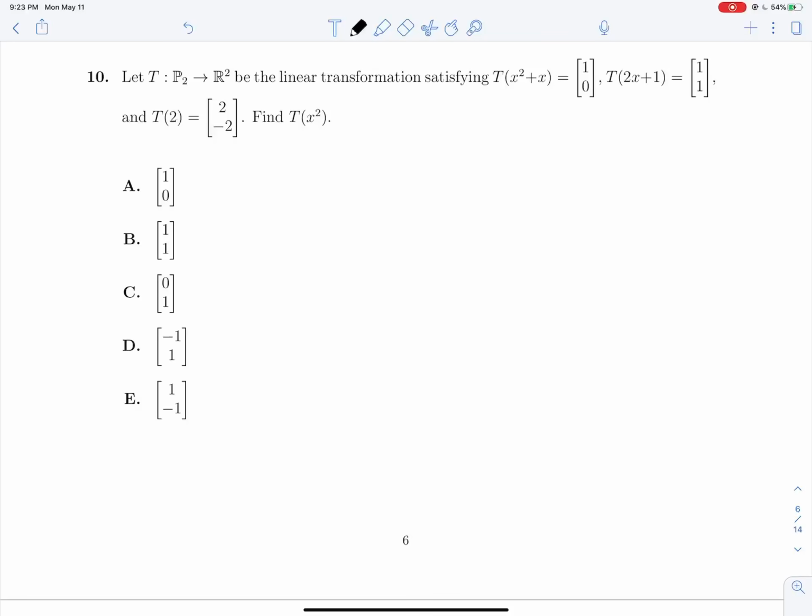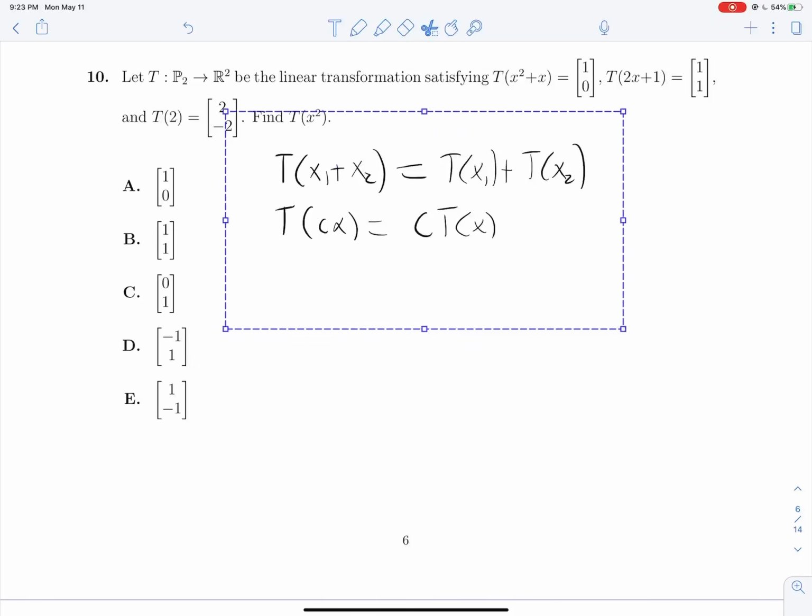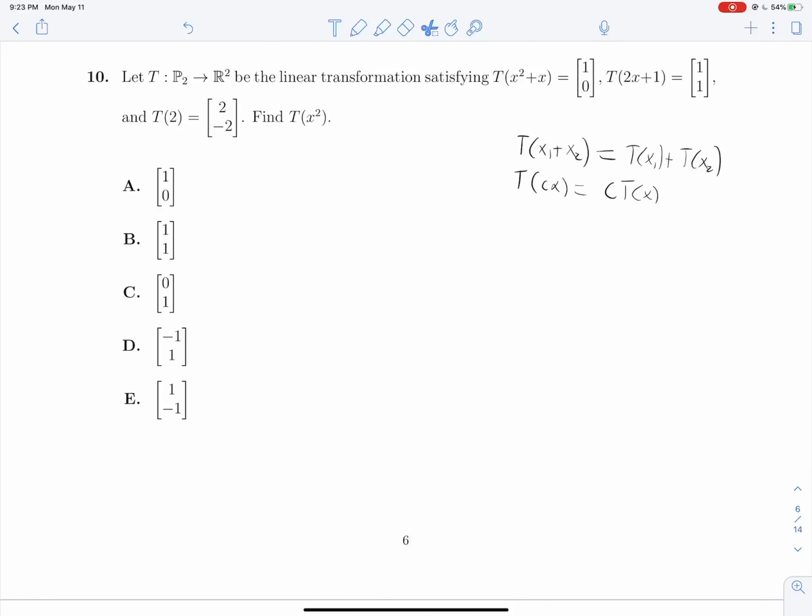And this is going off of the property of transformations, that the transformation of x1 plus x2 is equal to the transformation of x1 plus the transformation of x2, and also the property that the transformation of c times x is equal to c times the transformation of x. So really we're just applying these behind the scenes, but you don't really particularly need to know that those exist. Like we're using them in the background.